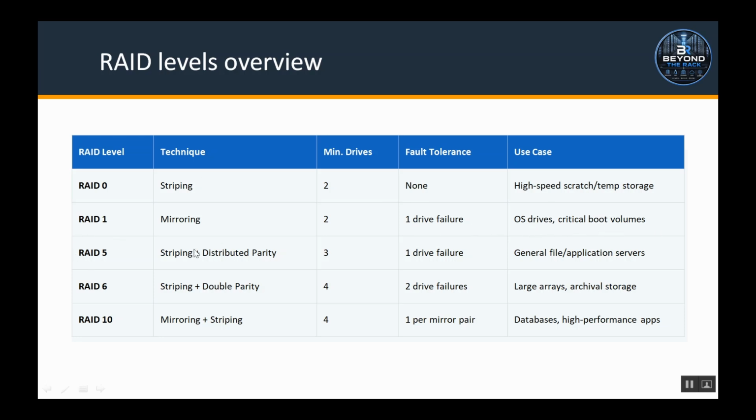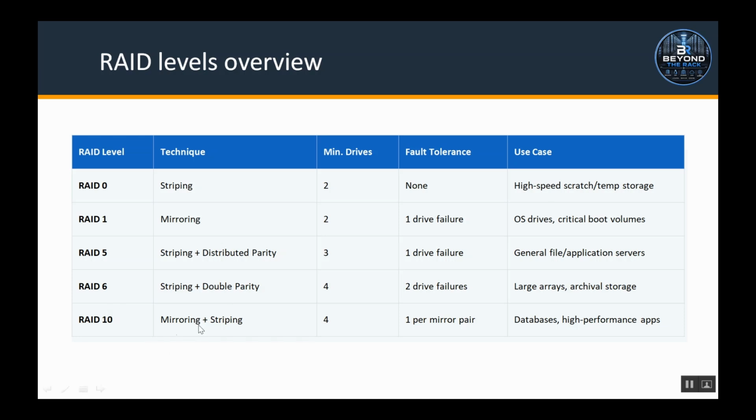RAID 5 technique: striping plus distributed parity. You need at least 3 disk drives. Fault tolerance: one drive failure. Use cases: general file, application servers. RAID 6 technique: striping plus double parity. You need at least 4 disk drives. It gives fault tolerance for 2 drive failures. And use cases: large arrays, archive storage.